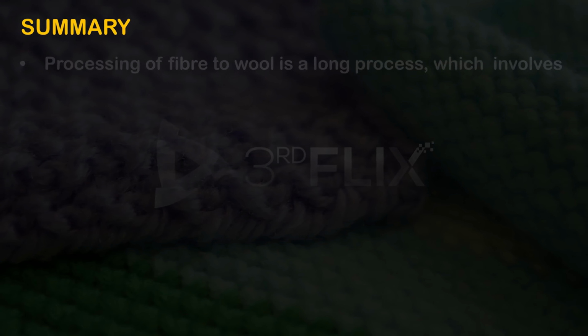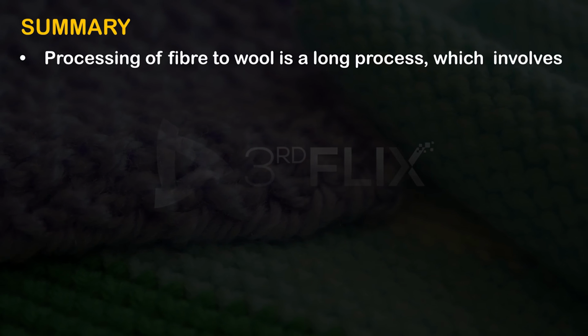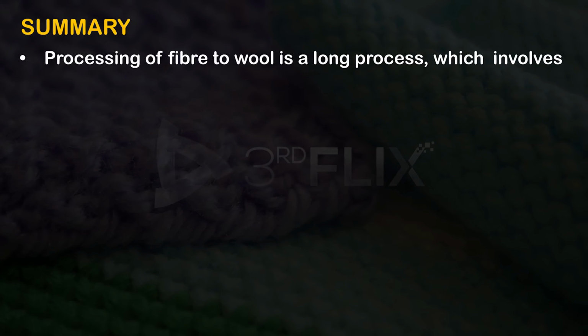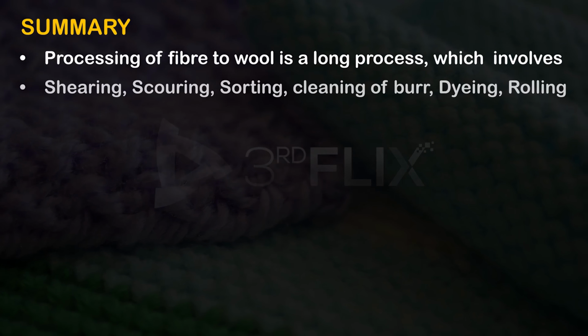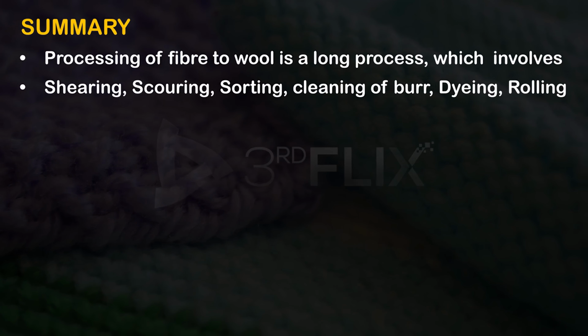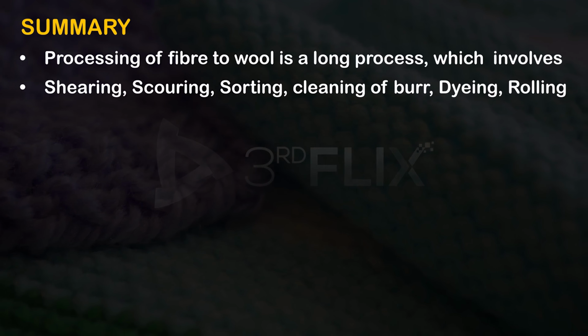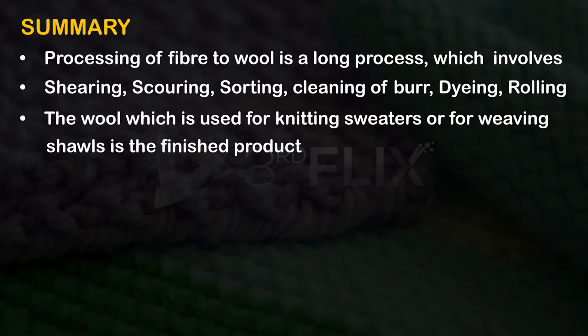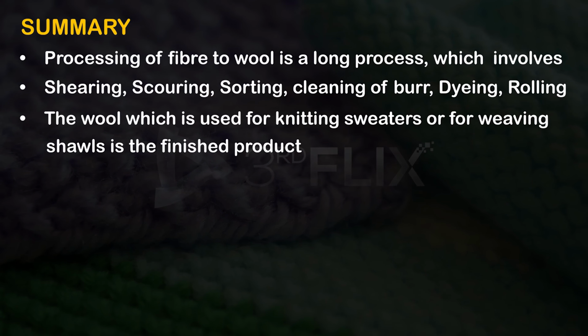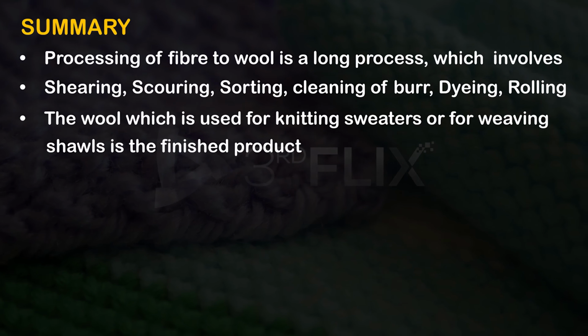Summary. Processing of fiber to wool is a long process which involves shearing, scouring, sorting, cleaning of burr, dyeing and rolling. The wool which is used for knitting sweaters or weaving shawls is the finished product.